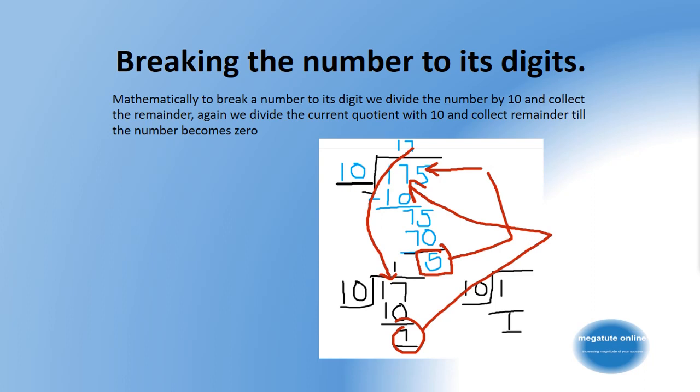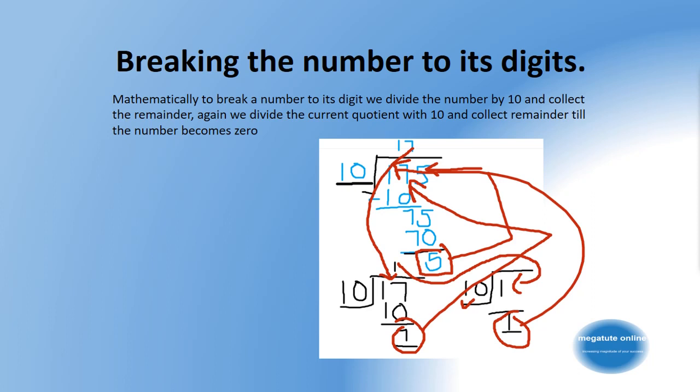And then this quotient will become the dividend. So in the third step, this quotient comes here, 1, and we again try to divide it by 10. But since 1 is less than 10, it won't divide. And when a number doesn't divide by another number in Java, in a programming language, it is considered as remainder. So this time the remainder is going to be 1, which is the first digit of the number. So this is the way we break a number into digits.